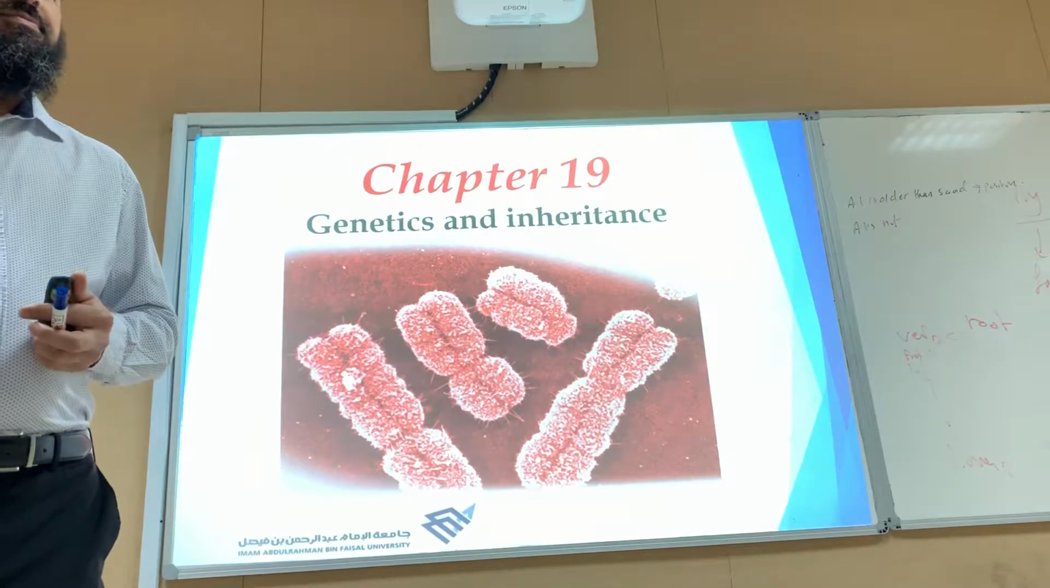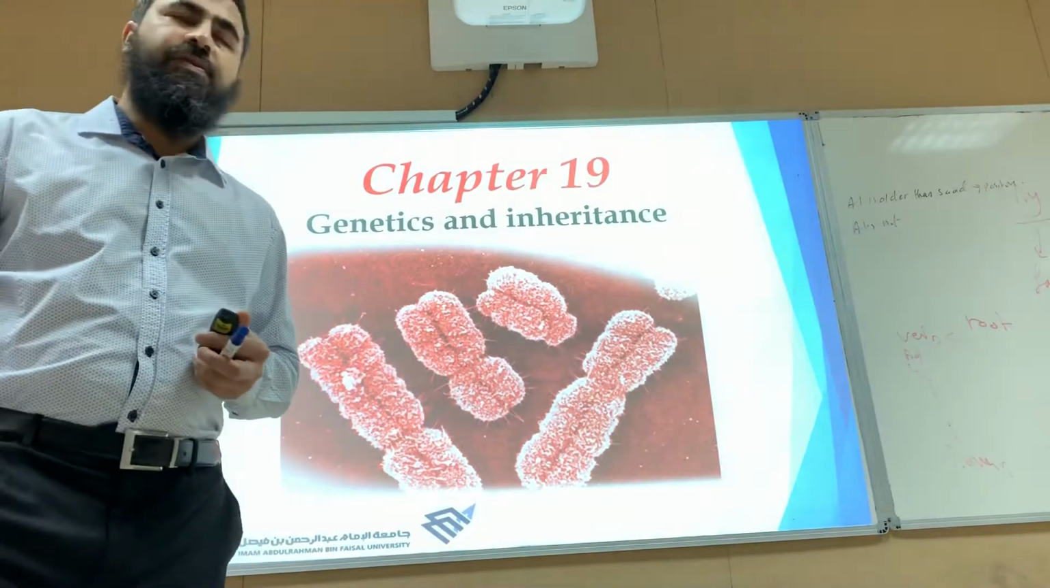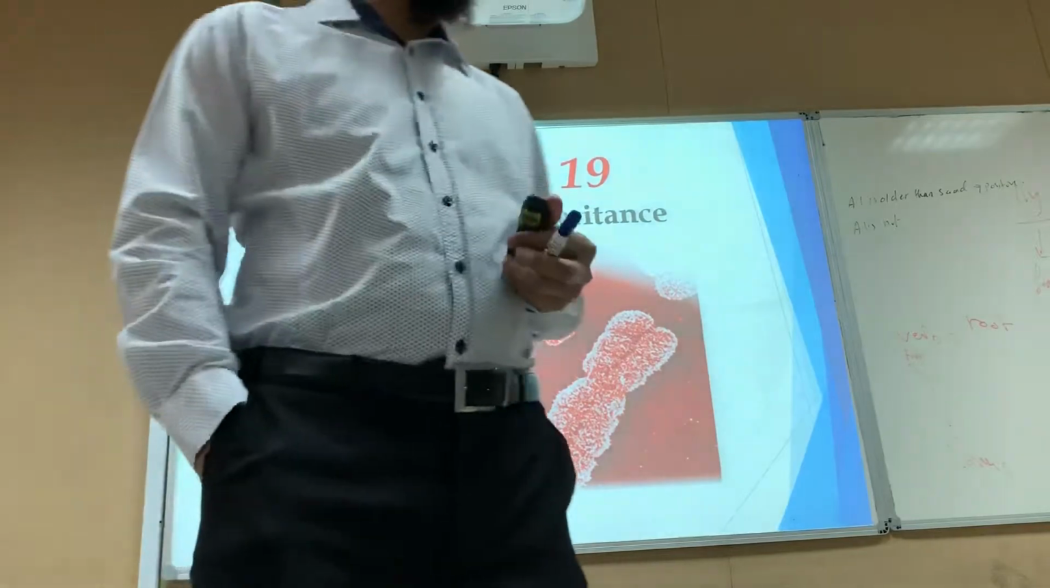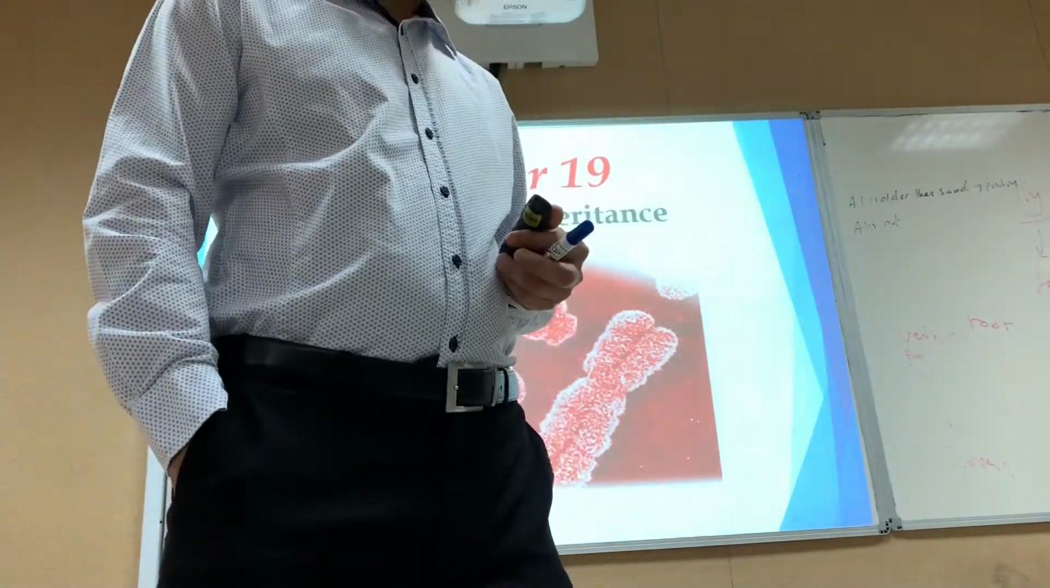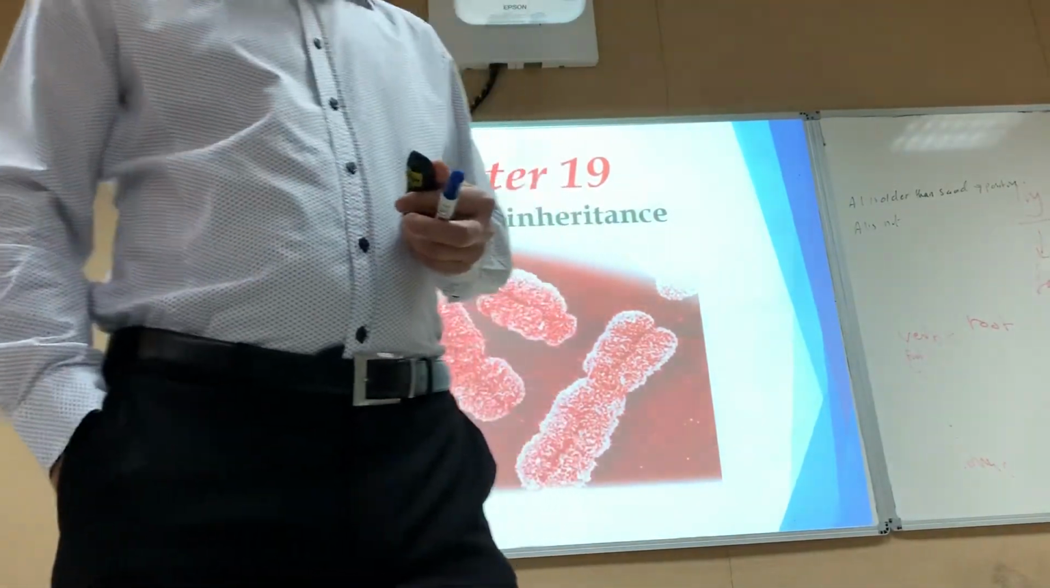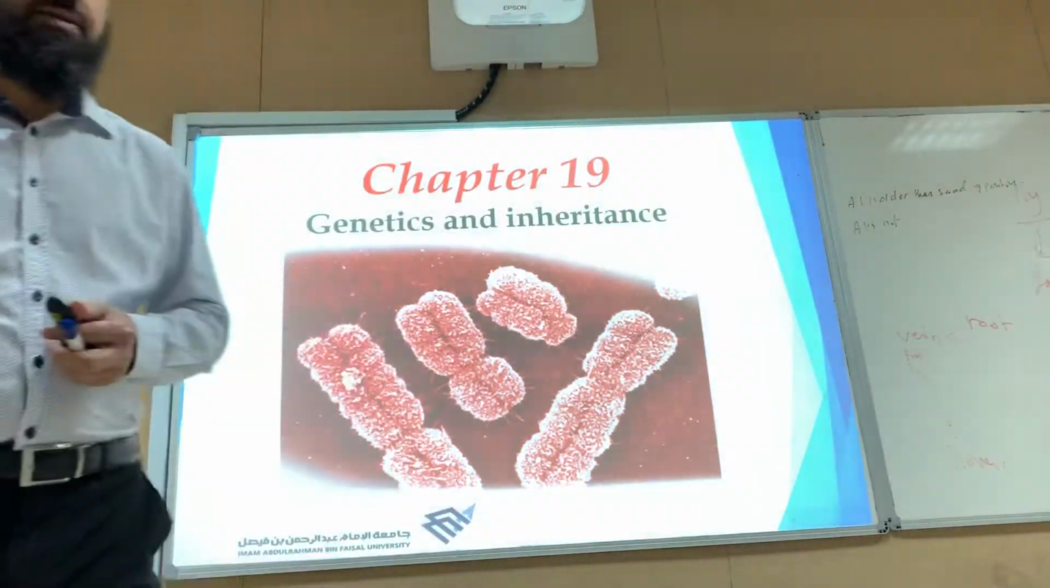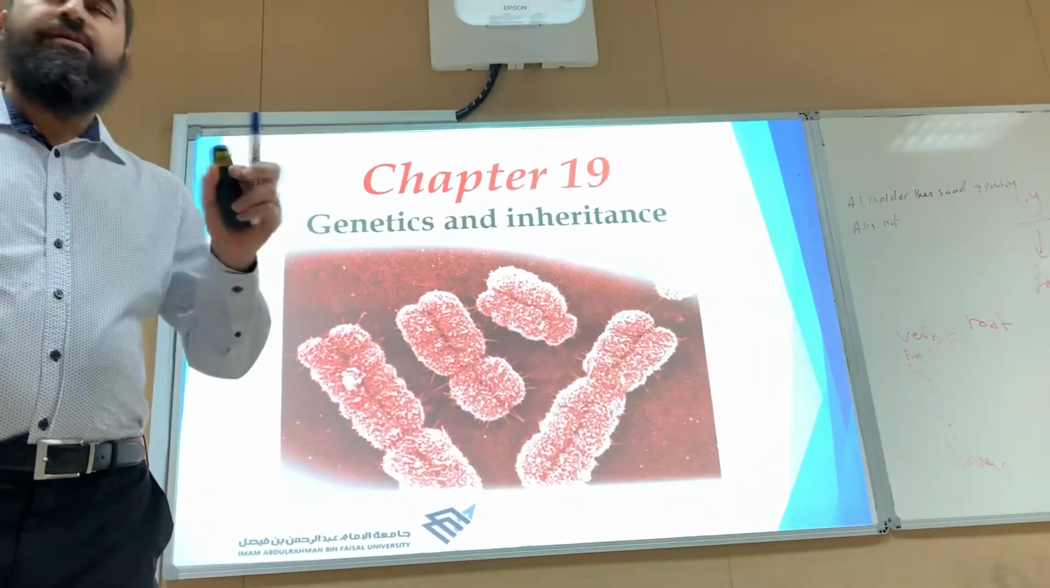The second one is the rarely appearing one. So recessive means that for the appearance to show, you must have two recessive alleles. Remember that.